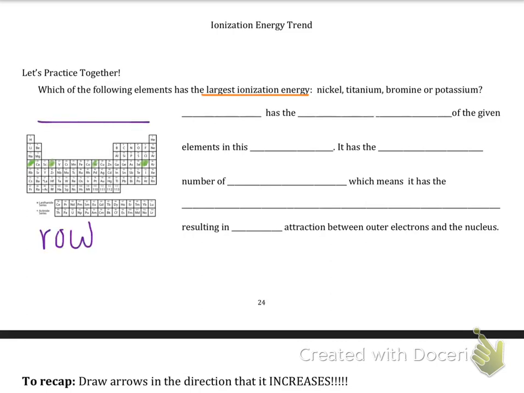Ionization energy increases going to the right, so you should draw your arrow like this. It wants the largest ionization energy, so that's here. This element is bromine. Bromine has the, and we're going to write, largest ionization energy of the given elements in this row. In chemistry, we have to say period.